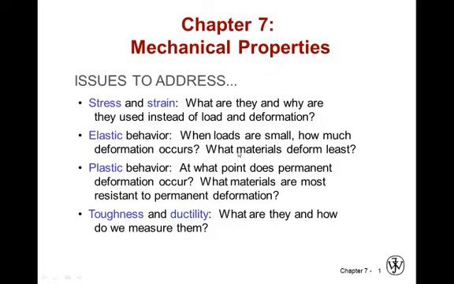How do these materials deform? Which ones deform most or least? What are their general characteristics based on materials and their atomic structures? Toughness and ductility are material properties that we can use to create certain effects in certain situations, and we can measure them and compare them from one material to another.